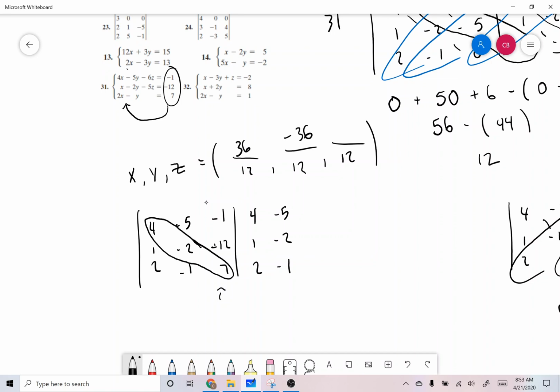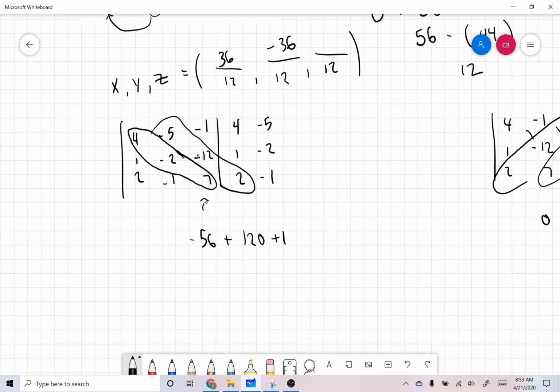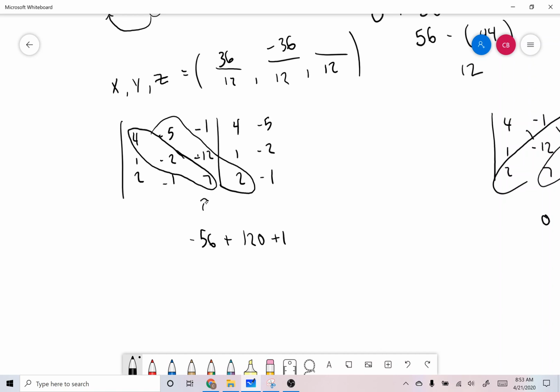Negative 8 times 7 is negative 56. 5 times 12 times 2 is positive 60 times 2, 120. And then negative is positive 1. Oh man, I don't know what this is. This is 121 minus 56. That's 11 minus 5 is 6, 65.